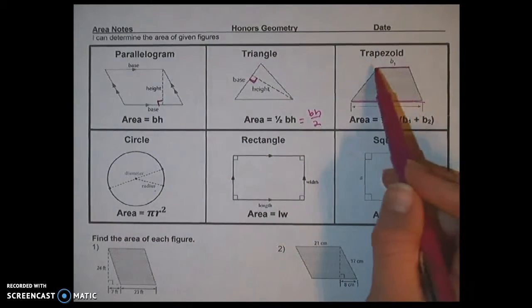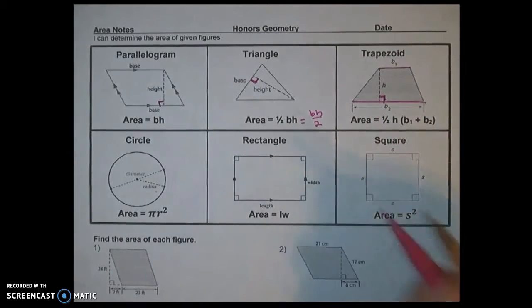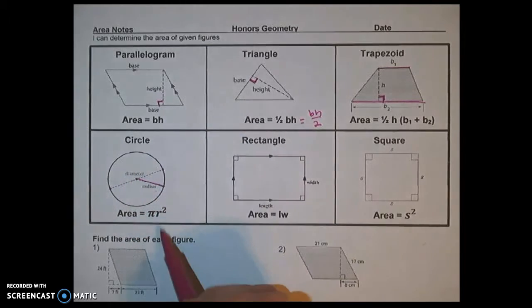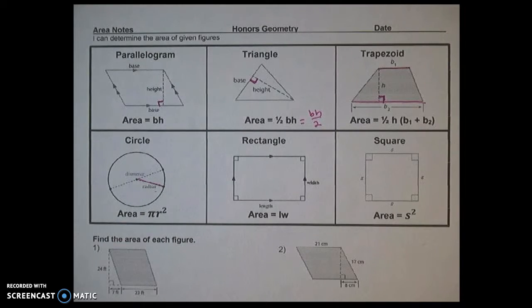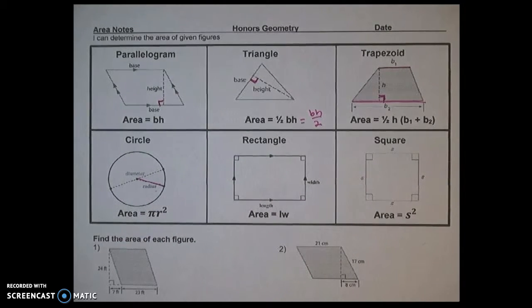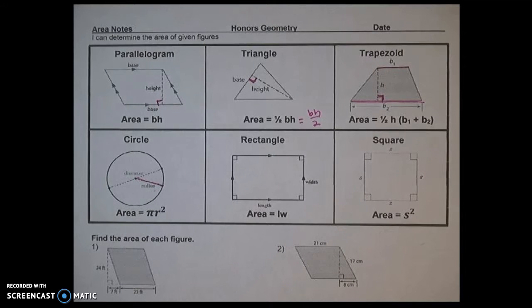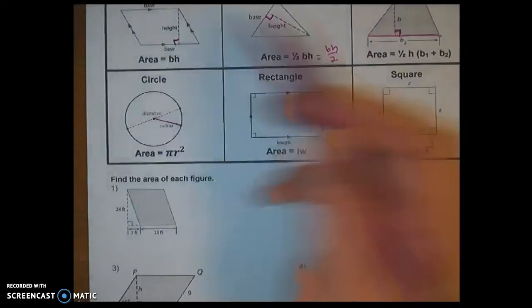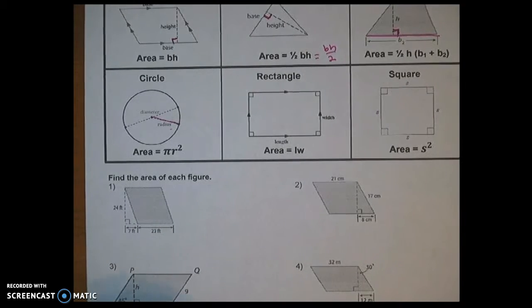For a trapezoid, the base 1 and base 2 are always your parallel sides. Radius, don't forget pi r squared. That r is the radius of the circle, and the other two, rectangle and square, really are parallelograms. They're just special parallelograms. So the first figure that we have here is a parallelogram, and they kind of go in order.